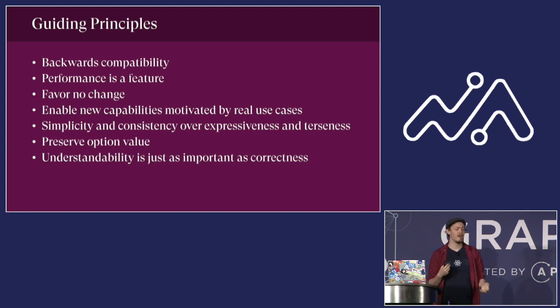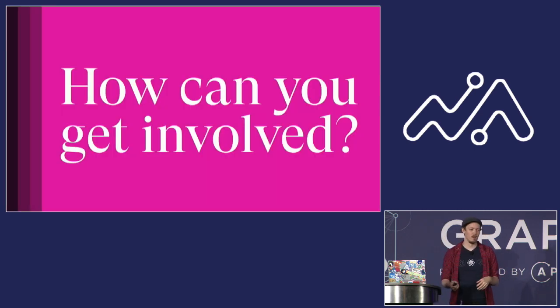And then finally, understandability is as important as correctness. So this is actually about the spec. And in terms of writing the details in the spec, you should try and favor human readability over perfect technical correctness, because ideally a lot of people should be able to read the spec and understand what GraphQL is at a fundamental level. Whew.